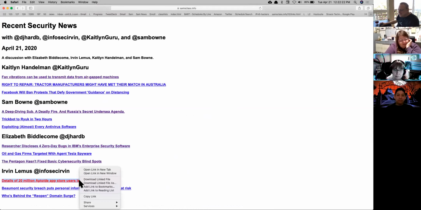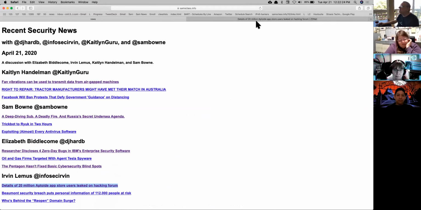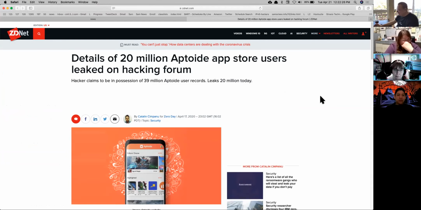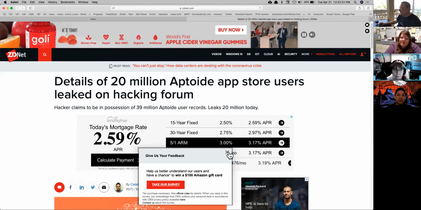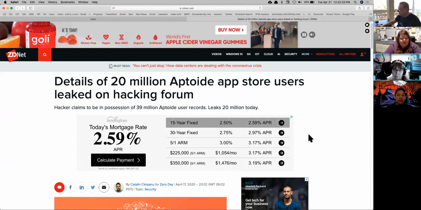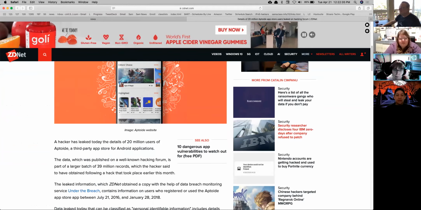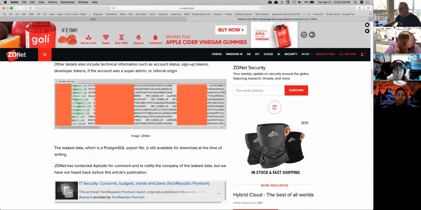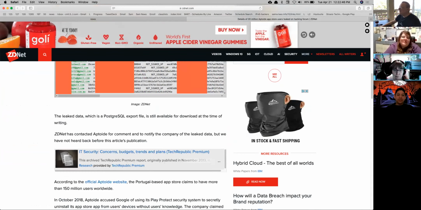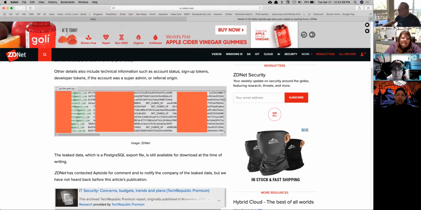All right, and then we got the Android store. Yeah, the Android store. One of the third-party ones, not the big one. It's a third-party one that is mostly European and Asian, with their headquarters in Portugal. They got quite the breach, and people spotted that the passwords were not salted at all. Yeah, the export was a PostgreSQL export file.